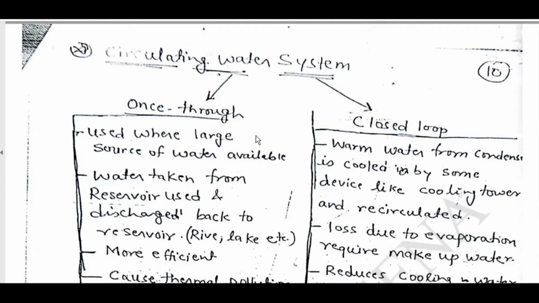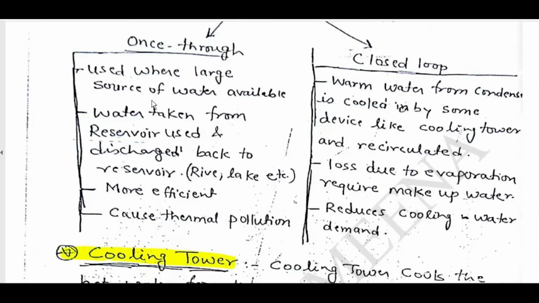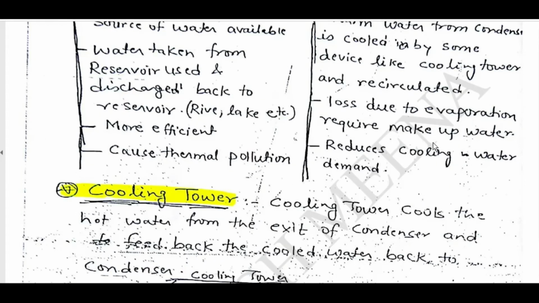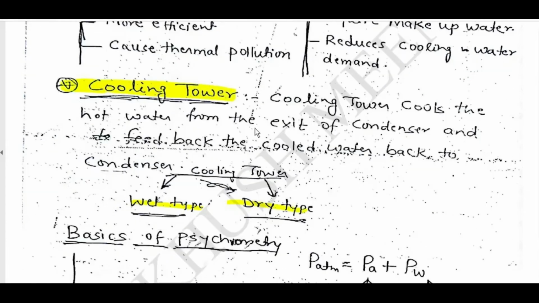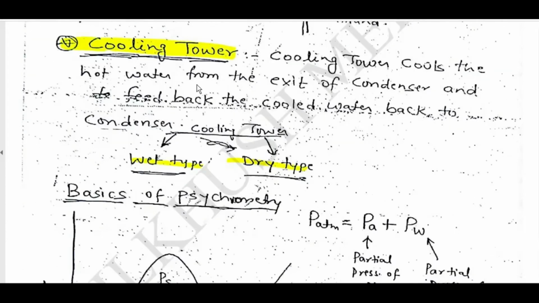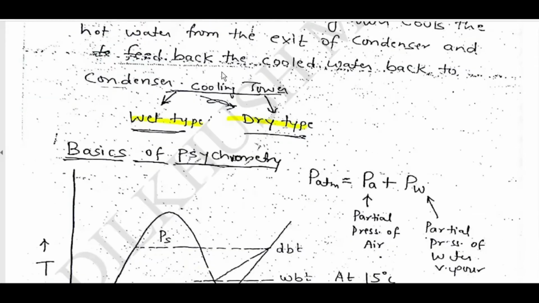Circulating water systems: once-through and closed loop. Once-through is used where a large source of water is available; water is taken from a reservoir, used, and discharged back to the reservoir. It is more efficient but causes thermal pollution. In closed loop, warm water from the condenser is cooled by a device like a cooling tower and recirculated. Loss due to evaporation requires makeup water; it reduces cooling water demand. The cooling tower cools the hot water from the condenser exit and feeds the cooled water back to the condenser. Cooling tower types follow.